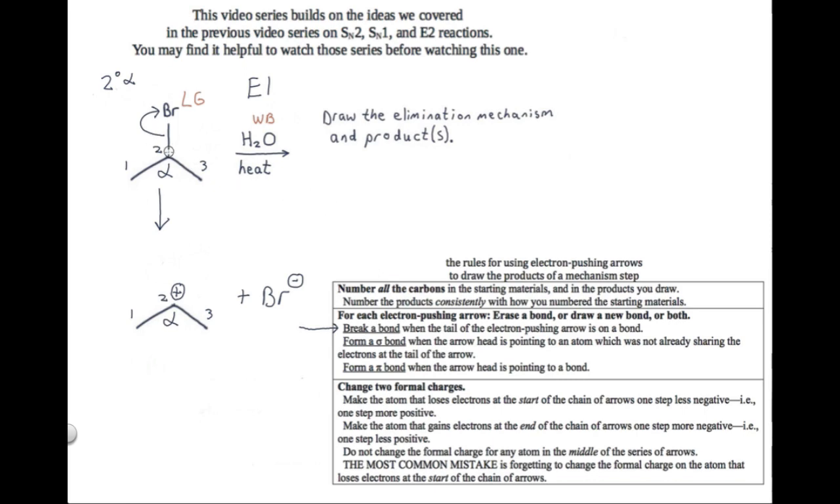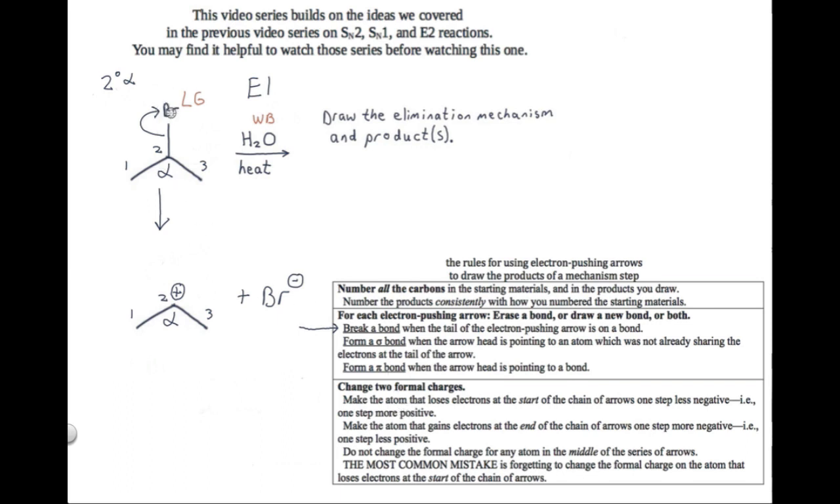Now, carbon 2 is losing electrons at the beginning of this arrow, so we have to change the charge on carbon 2. Carbon 2 started neutral and it lost electrons from the arrow, so carbon 2 should become one step less negative. That means carbon 2 becomes one step more positive. That means carbon 2 ends up with a positive formal charge. That's this rule. Make the atom that loses electrons at the start of the chain of arrows, or at the start of the single arrow, one step less negative, which means one step more positive.